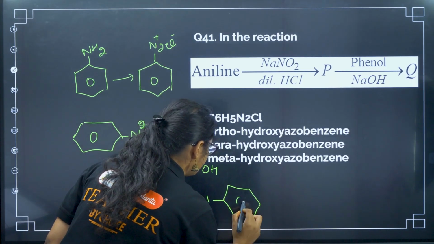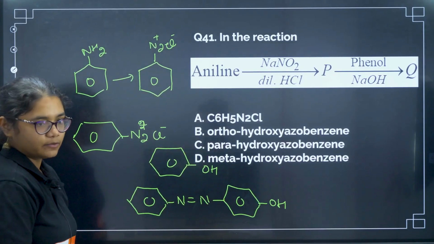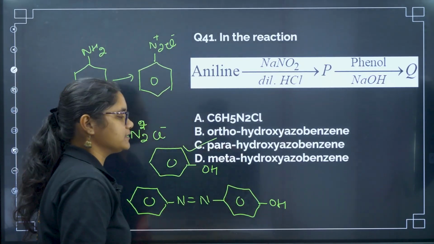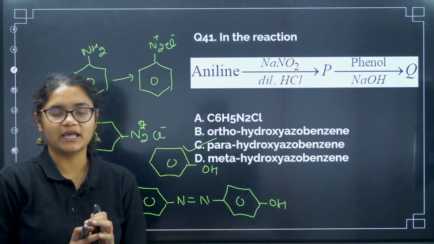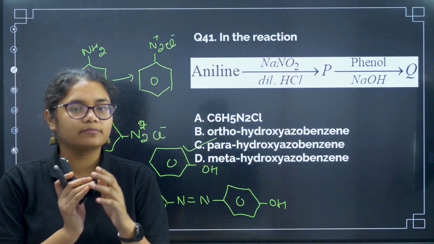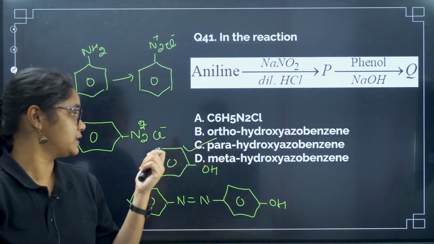Okay, so this is para-hydroxy-azobenzene. Correct answer for this question is option number C. This one was an easy question. You also have two coupling reactions from this chapter, so it is very similar to that. I think most of you have done correct in this question.